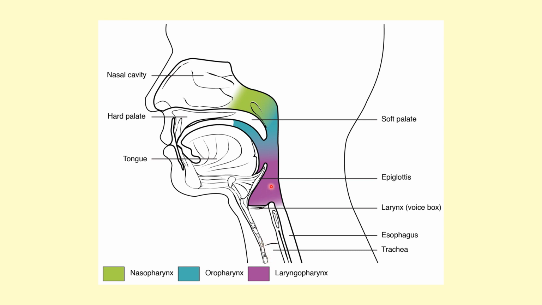If you're eating or drinking, this right here is the epiglottis. When you swallow, that's going to come down, close off the larynx right here, and allow the food and drink to go down the esophagus. So the esophagus is behind the larynx and the trachea.